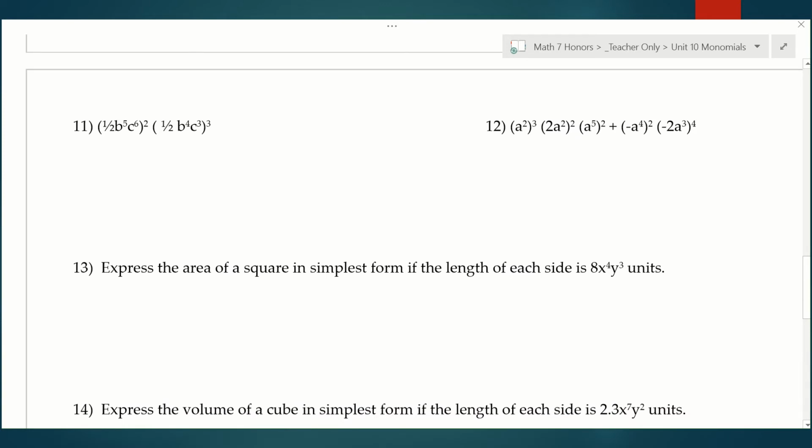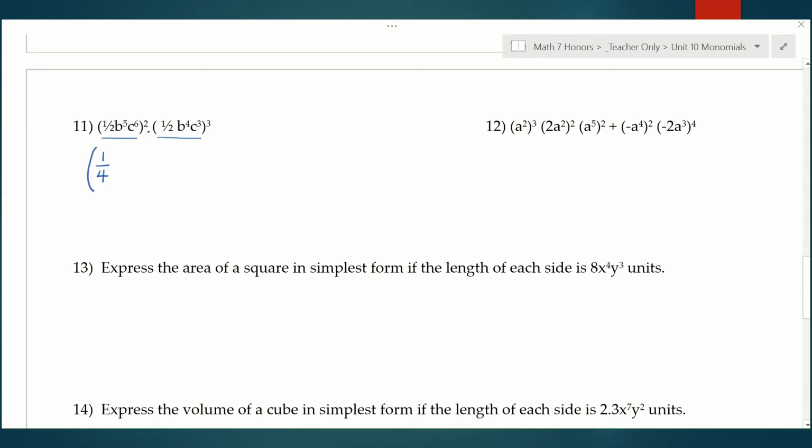Okay, let's try a couple more. Getting a little bit longer here. So number 11, I can see that I have two monomials to a power, and then they're being multiplied together. So let's go ahead and do that first monomial to the second power. So I take my coefficient, 1 half, and I square it. 1 half times 1 half is 1 fourth.